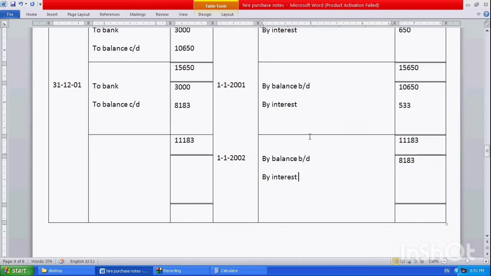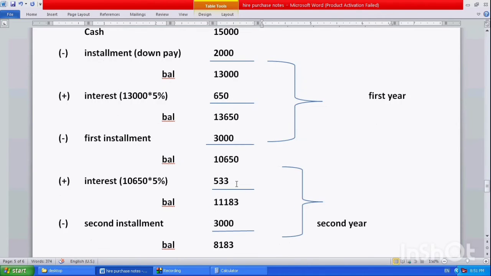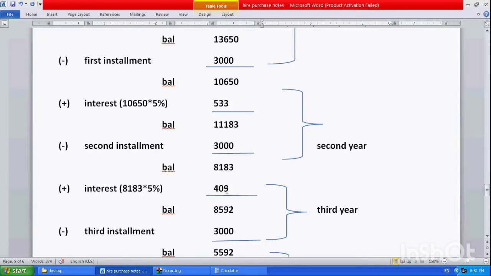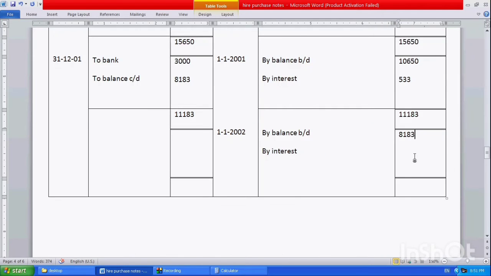By interest, how much? We have to calculate interest. We have already calculated the interest here, 409. Okay, so 409. Now make it total. Okay, 8,592 was the amount for the ledger tally, but here 31st December 2005.